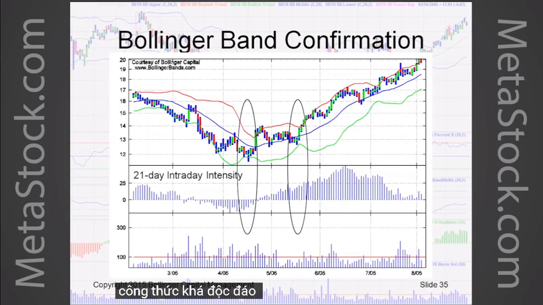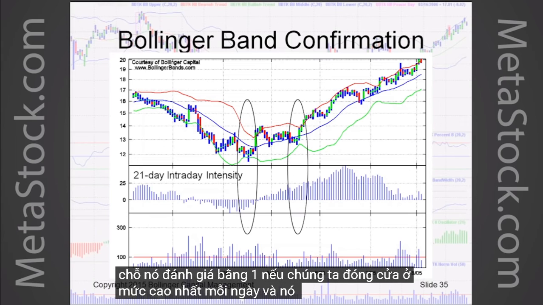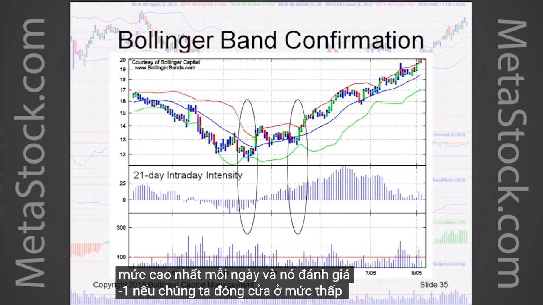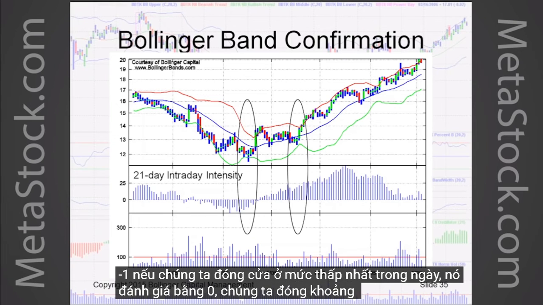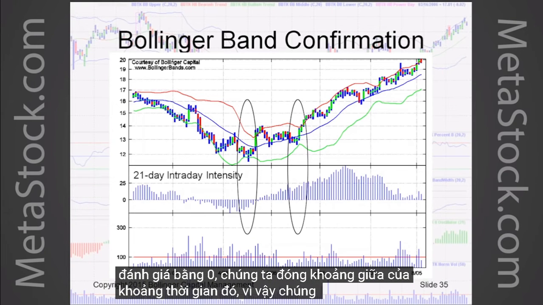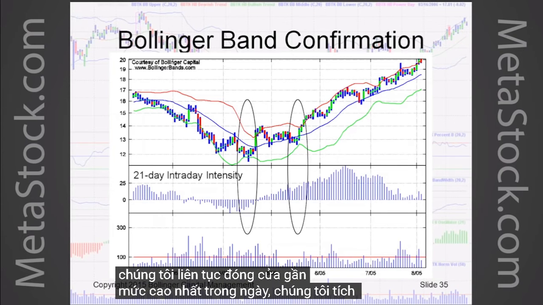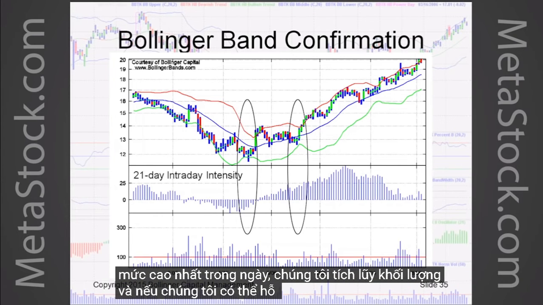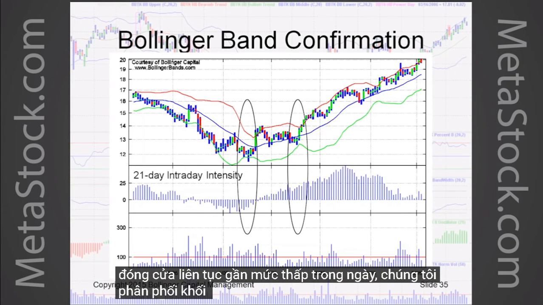The formula is pretty unique in that it evaluates to 1 if we close at the high of each day, and it evaluates to -1 if we close at the low of the day, and evaluates to 0 if we close at mid-range of the period. So we multiply that by volume. So if we're consistently closing near the highs of the day, we accumulate volume. And if we're consistently closing near the lows of the day, we distribute volume.